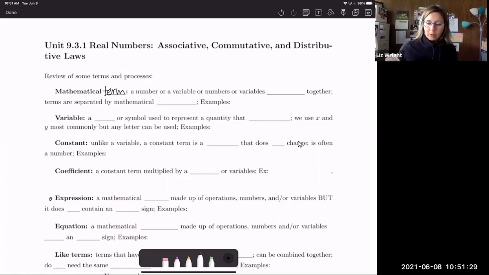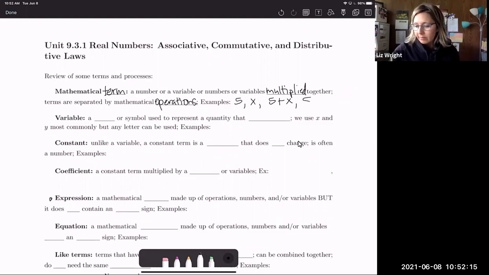A term is a number or a variable, or numbers or variables that are multiplied together. They are also terms that are separated by mathematical operations. So for example, if we're saying it's a number or a variable, it could be like this, 5, that's a mathematical term. X, that's a mathematical term. We could have 5 plus X, and that would be an expression made up of 2 terms. We would have the 5 term and then the X term.